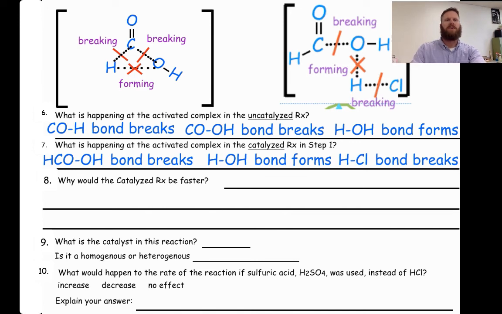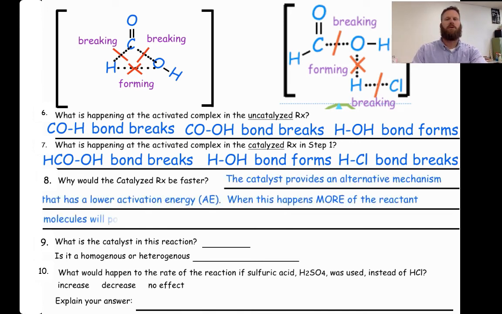Why would the catalyzed reaction be faster? A catalyzed reaction has a lower activation energy. Therefore, more reactant molecules possess the necessary energy to form products. What is the catalyst in this reaction? The substance written above the arrow, HCl.